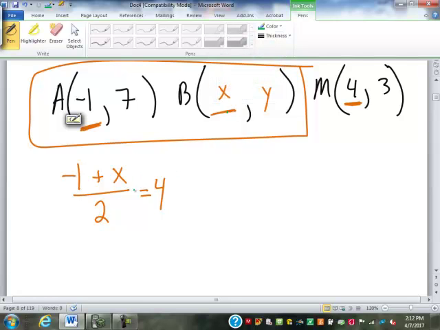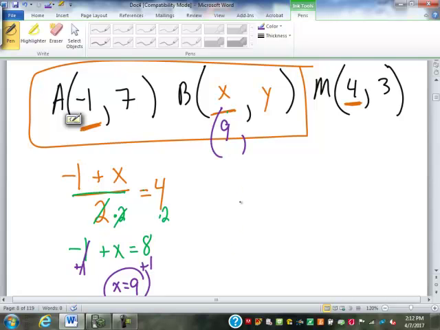Now I have to solve that to find this x-coordinate. What do I have to do first to solve this equation? The whole side over here is divided by 2, so I'm going to multiply. Perfect, multiply by 2. So -1 plus x equals 4 times 2 is 8. Now what do I need to do to finish solving this? Careful. It's a -1, so we're going to add 1. So x equals 9. So 9 is the x-coordinate of that endpoint.